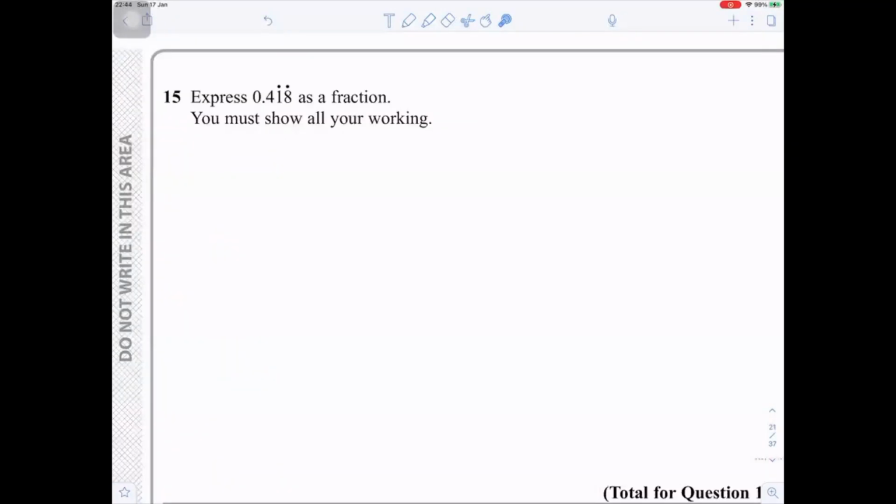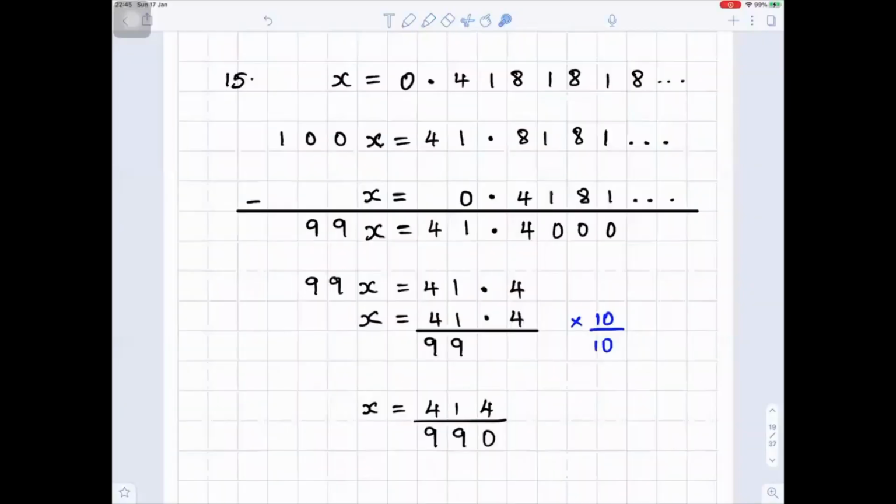Question number 15. Express 0.41818 recurring as a fraction. You must show all your working. So we write x is equal to 0.41818, where the 18 is the recurring part.